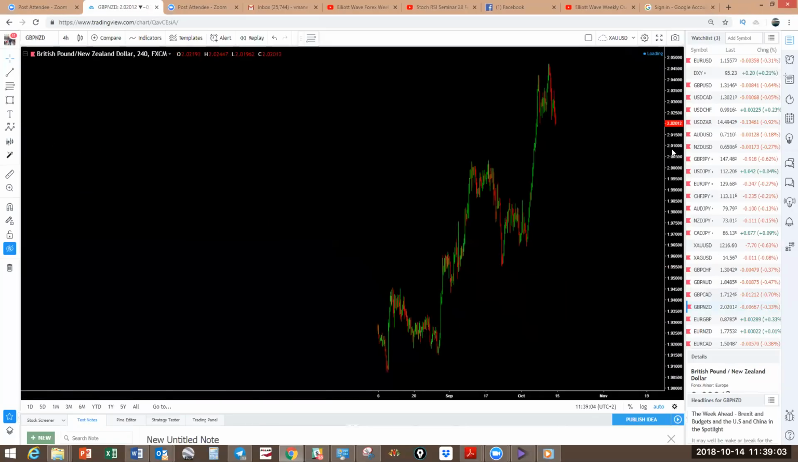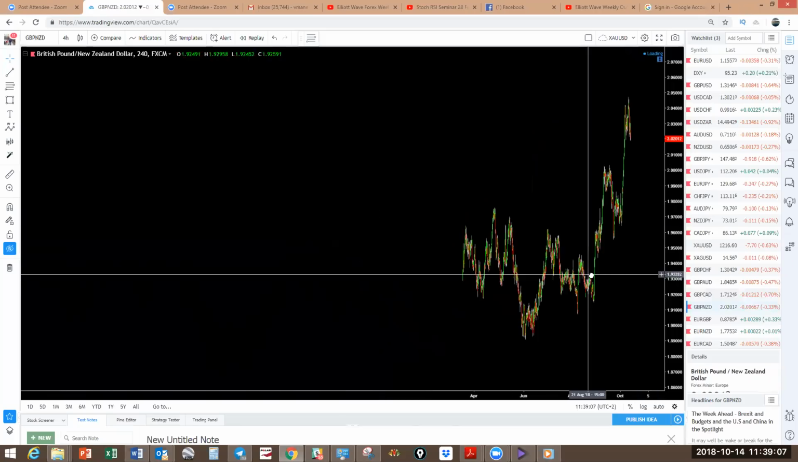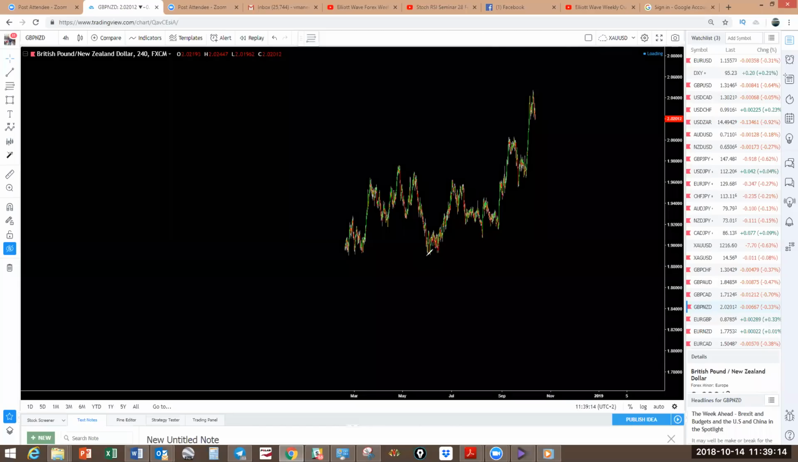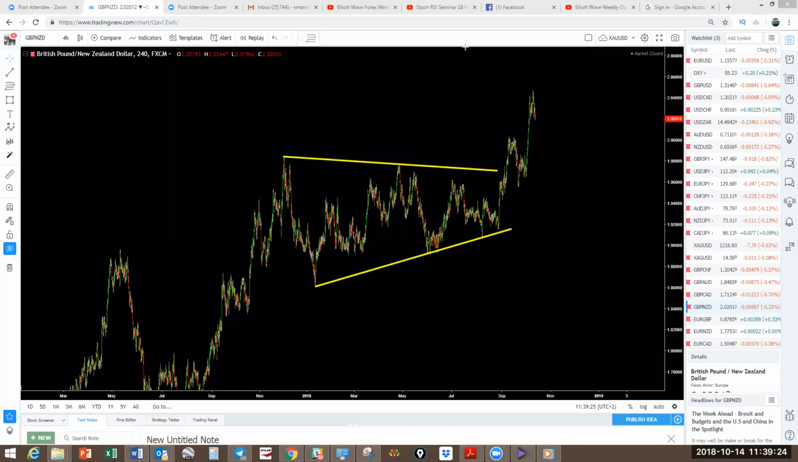So pound New Zealand, look on the 4-hour. We looked at this whole structure here as a triangle. This is a triangle. And this was the low of this swing. It started this move here. Okay, so it looks like we made this 1, we made this 2, and now we're making this 3. It looks like there's one more up that we need here on pound New Zealand.